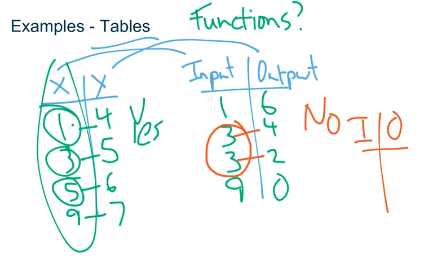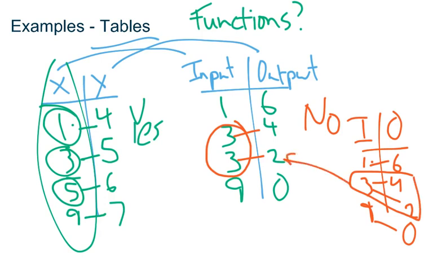So input, output: 1, 3, 9, and it might be like they draw lines. So 1 goes to 6, 3 goes to 4, 3 also goes to 2, and then they'll put a 0 and draw lines like that. If you see this, again, that's the same thing as this, and it's an indicator that it is not a function. So no, it is not.